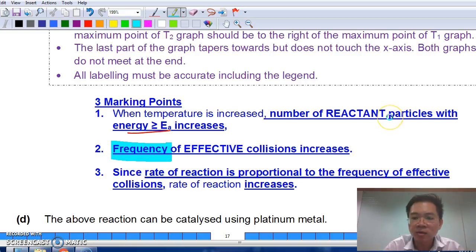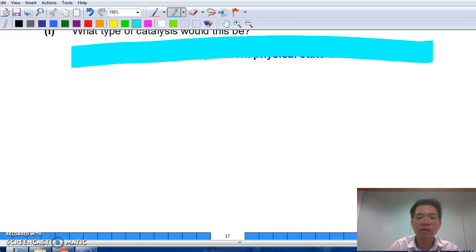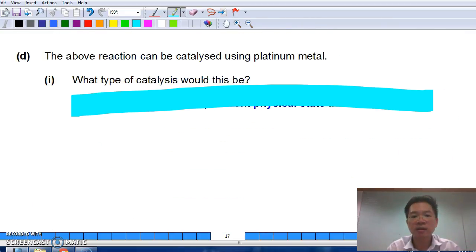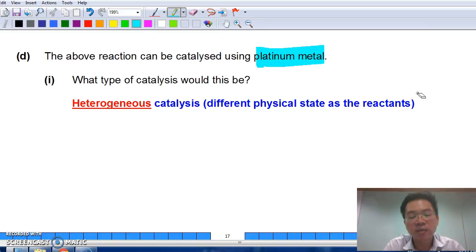We move on to the next part. Part D. The above reaction can be catalyzed using platinum metal. What kind of catalysis is this? Platinum is a metal. The reaction is in gaseous phase. Therefore, platinum metal is a heterogeneous catalyst.